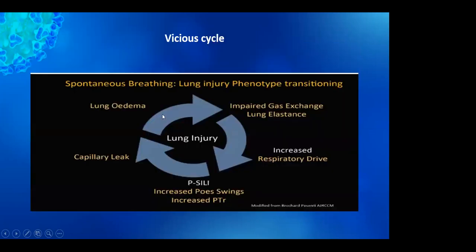Now the same vicious cycle: first there is lung injury, then impaired gas exchange, lung elastance, increased respiratory drive, patient self-induced lung injury, which will lead to the capillary leak. And now the initial lung, which was dry, has become an edematous, heavy lung. So the phenotype changes from low to high. This is the problem which we are facing once the patient is intubated. So according to Gattinoni, we should change our practice of ventilation depending on the L-type lung or H-type lung.